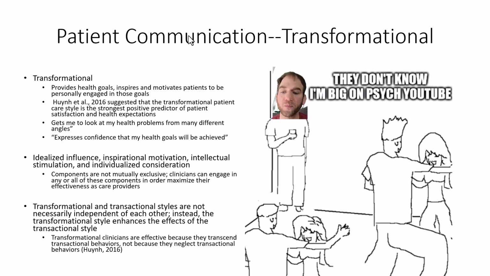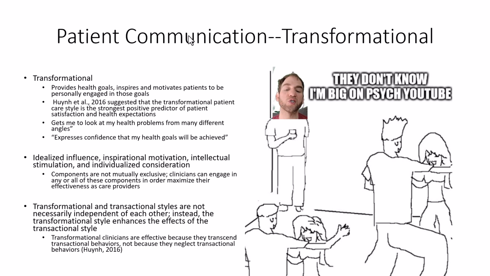Next, we have transformational. Here, clinicians provide health goals, and they inspire and motivate patients to be personally engaged in those goals. Hun, in 2016, suggested that the transformational patient care style is the strongest positive predictor of patient satisfaction and health expectations. Quote, "Gets me to look at my health problems from many different angles, and expresses confidence that my health goals will be achieved." Idealized influence, inspirational motivation, intellectual stimulation, and individualized considerations are prioritized in this style.